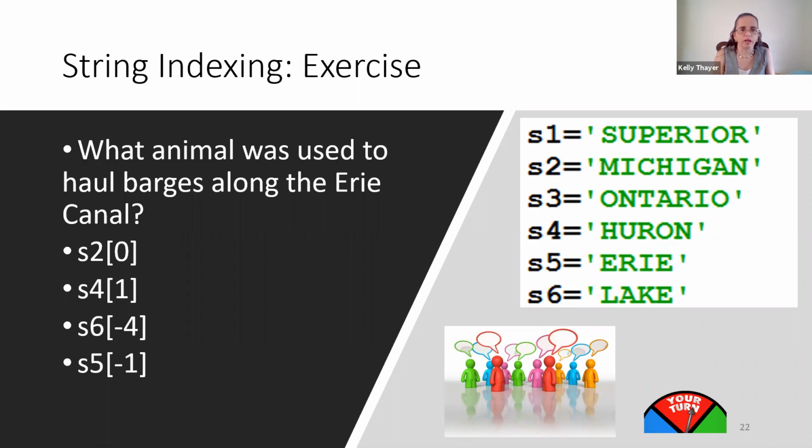So let us do a brief exercise just to check and make sure you understand what's happening. All right, so here we have the question now, what animal was used to haul barges along the Erie Canal? So it's like one of those secret messages. So now what you should do is see if you can do these slices to answer that question.